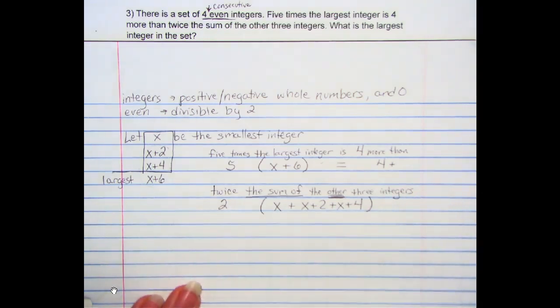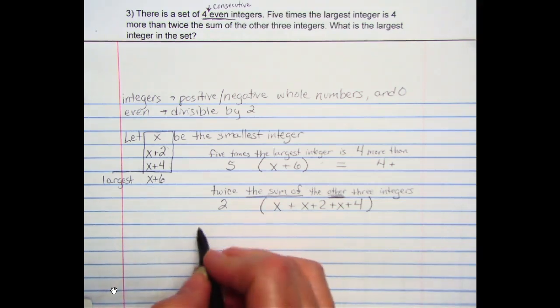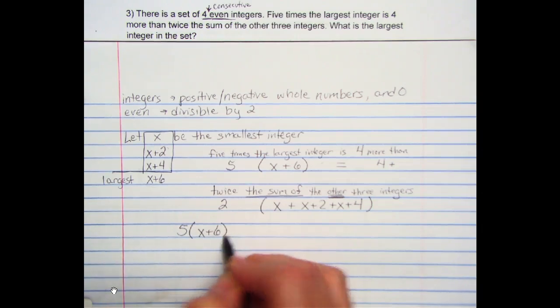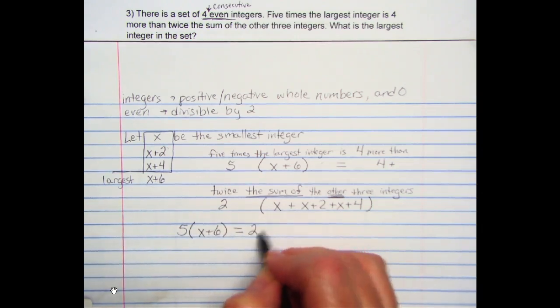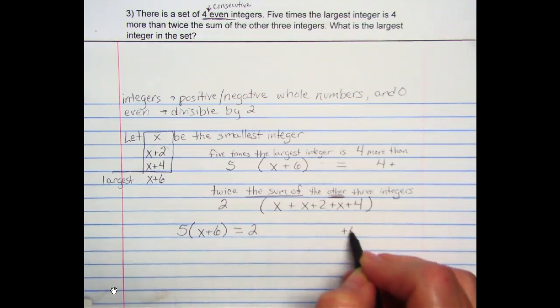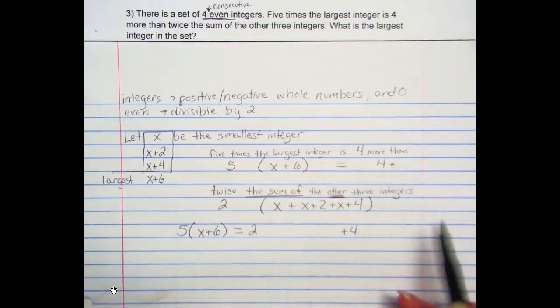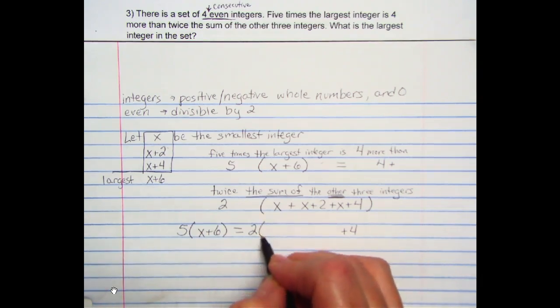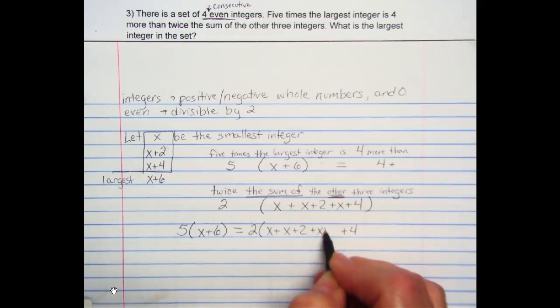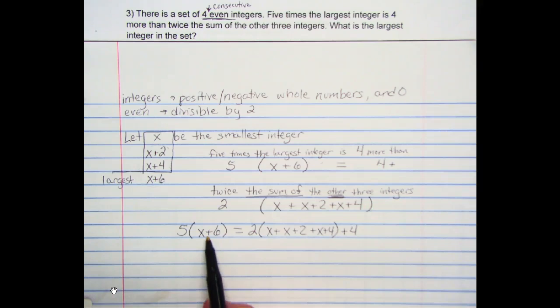Now that's all spread out, so let's make it look algebraically the way that we want to. 5 times x plus 6 is 4 more than, I'm going to put it on the end here just because I want to. Doesn't matter. It could be in the beginning. Twice the sum of x plus 2 plus x plus 4. Those are the 3 integers that are not the largest one. It's the other 3 integers.